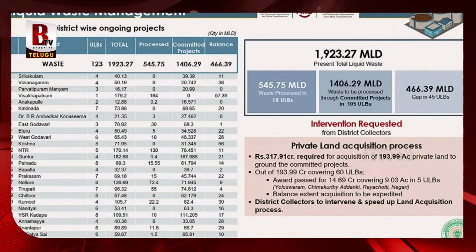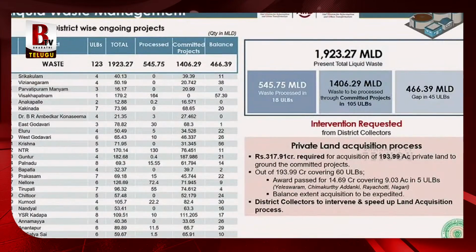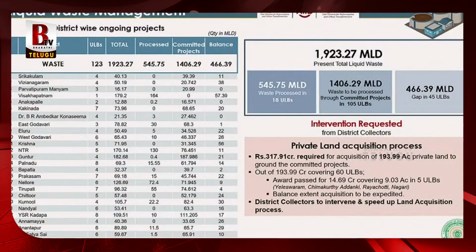We have a total of 1,923 MLD of water to be treated every day, sir. As of now, we are able to treat and process only 545 MLD. And with the committed projects on hand, we'll be able to handle an additional 1,406 MLD, leaving a balance of 466 MLD to tackle in future. But here the main problem is that in the case of 60 ULBs, there is a land acquisition issue pending. Out of 60 ULBs, in 5 ULBs the award has been passed, 8 ULBs are at an advanced stage, and in 2 ULBs we were somehow able to identify government land. For the remaining ULBs, we require land acquisition.